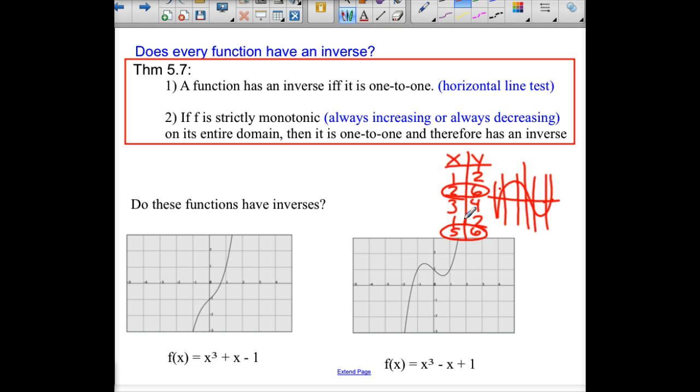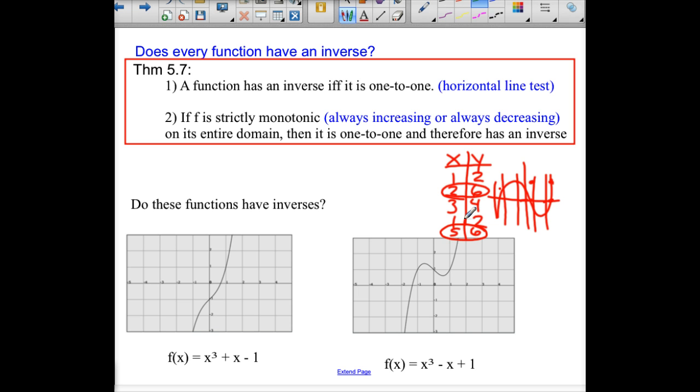We can have a graph that goes over to 5, 6, and then another part that goes up to 2, 6. You can have two y values that are the same with different x values. But you cannot have the same x value with... No, that's not what I meant to say. You can't have two different y values with the same x value.